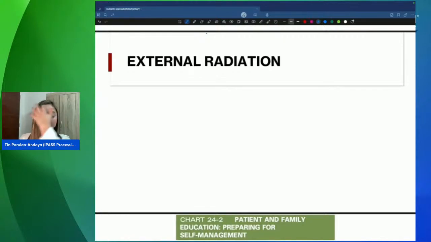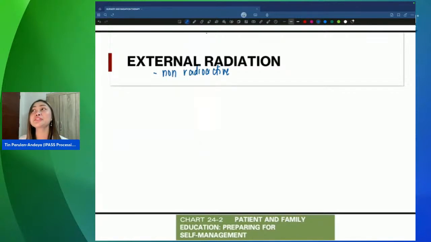All right. Okay. So, when we talk about external radiation, your patient is not radioactive after the treatment. Take note of this one. Your patient is non-radioactive after the treatment. Okay, so this is important for NCLEX.